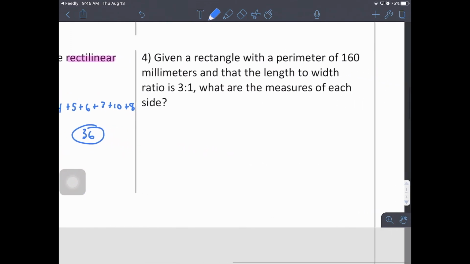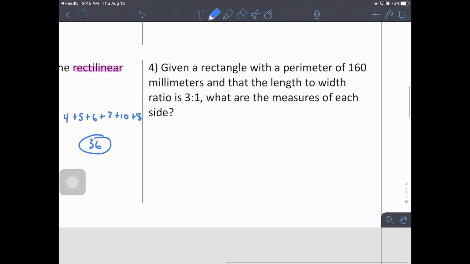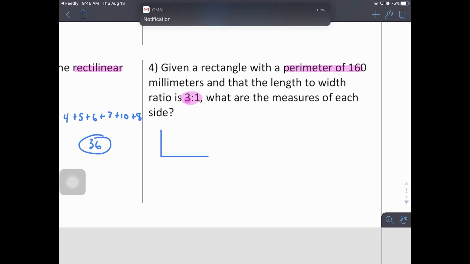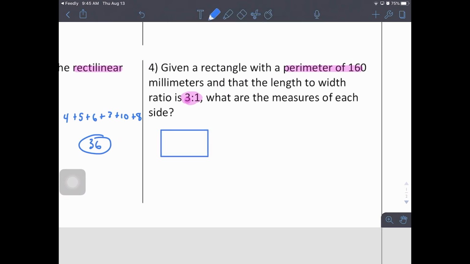Now in this next example, we've got to figure out what the measure of each side is. They tell us what the perimeter is, right? In this case, they tell us that we have a perimeter of 160 millimeters, but they only give us a ratio of what the sides are. So if we think about this, we've got a rectangle, and the sides are in ratio of 3 to 1. So it looks something like this. So obviously this particular rectangle, if I added up all the sides, is 8, not 160.